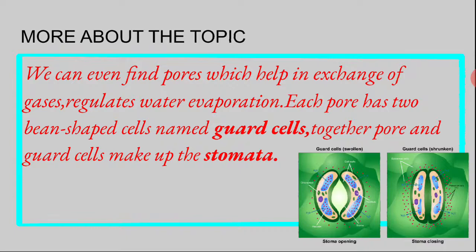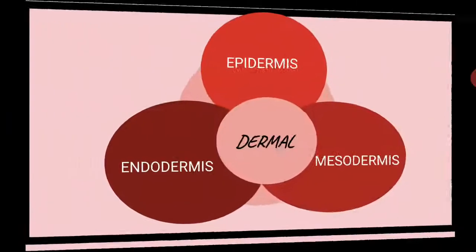Each pore has two bean shaped cells named guard cells, and together the pore and guard cells make up the stomata. You can see here the stomata is opening, the stomata is closing. Guard cells are getting swollen and guard cells are getting shrunken. You can see the two bean shaped cells. These are nothing but guard cells, which are present in dermal tissue.